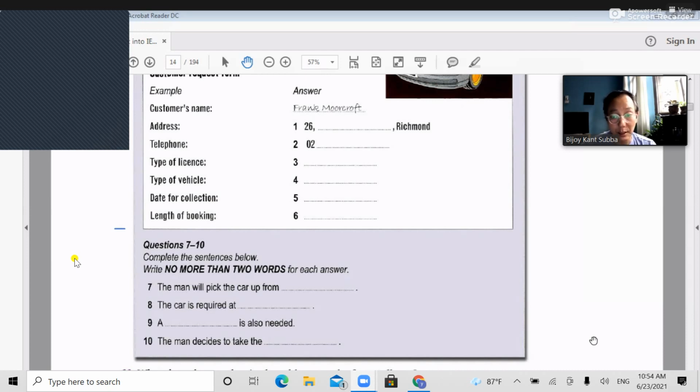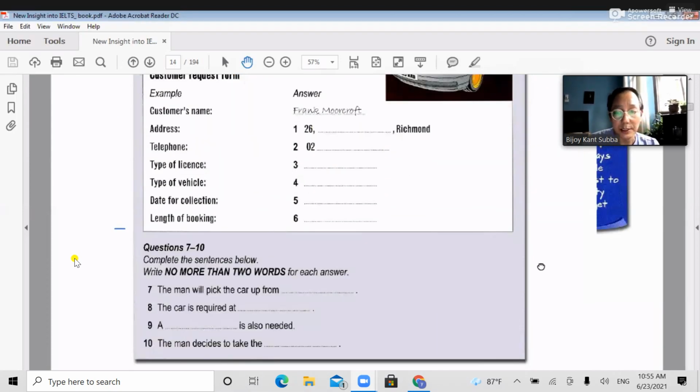Okay, so number 7, the man will pick up the car from the airport. The car is required at lunchtime. Number 9, a blank is also needed. Child seat. We've got a 2-year-old, which means he's got a 2-year-old child, so they need a child seat to be fitted in the car. Child seat. Okay, small, so lowercase. The man decides to take the extra insurance. Now you want to make sure in the examination you write the answer in the correct place. Anyway, that's number 9. Let's go further.